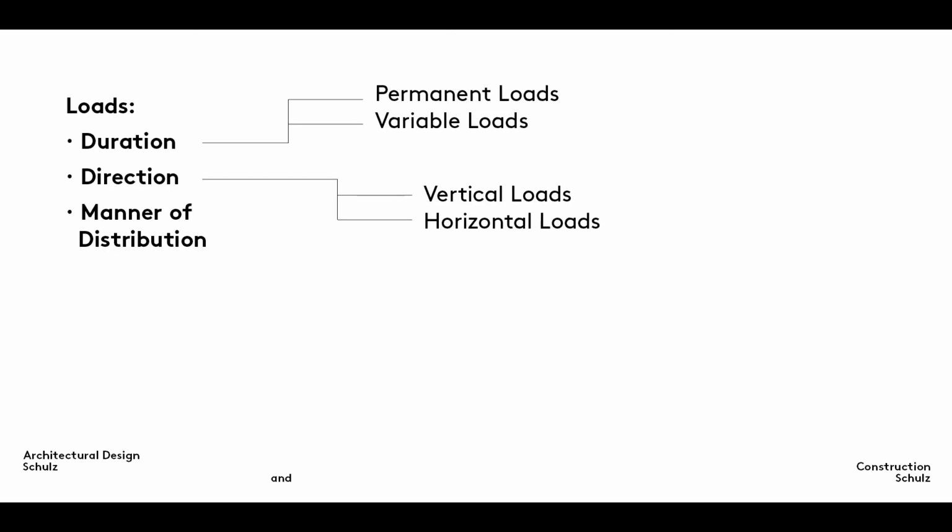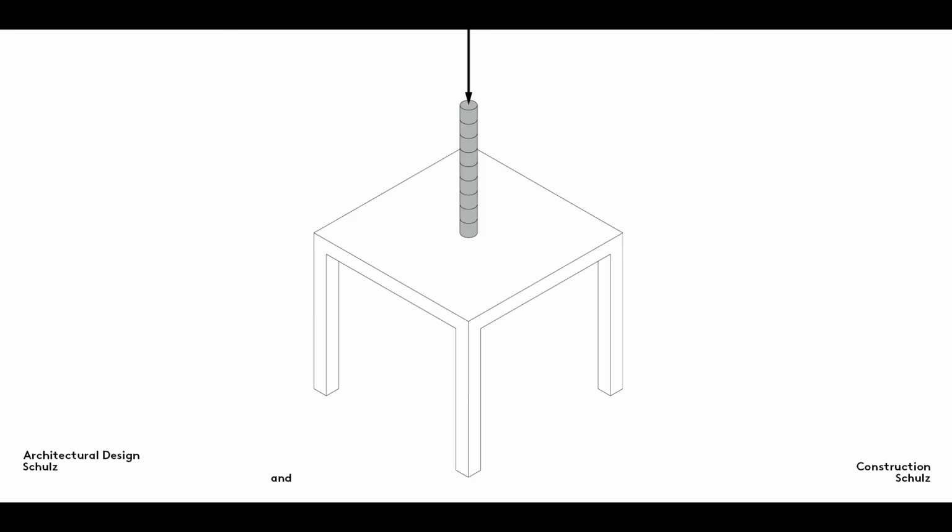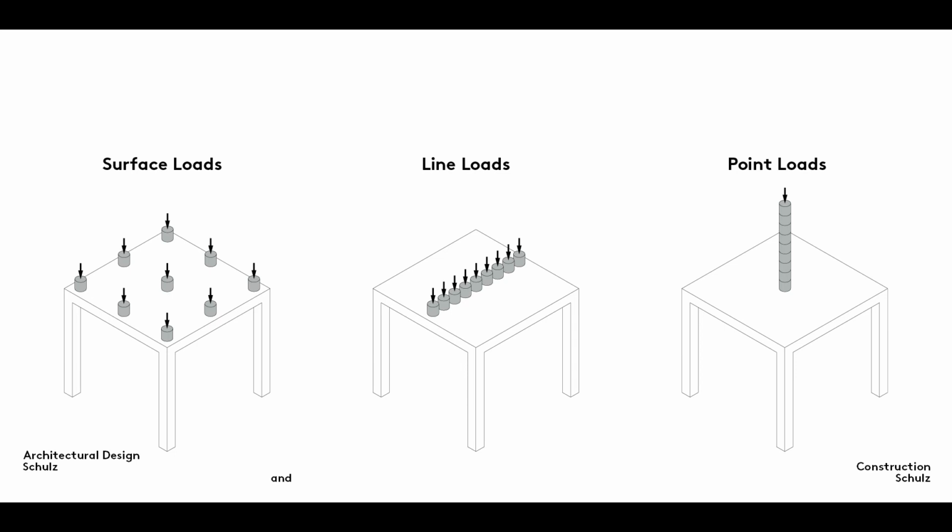The third load category relates to the manner of load distribution. It is divided into surface or distributed loads, line loads, and point or concentrated loads. The stress on this tabletop changes depending on whether the 9 weights are concentrated or distributed. In the interest of simplicity, traffic loads, such as people and furniture, are generally classified as surface loads, although a heavy piano or a long aquarium placed in the center of a room may also produce point or line loads.